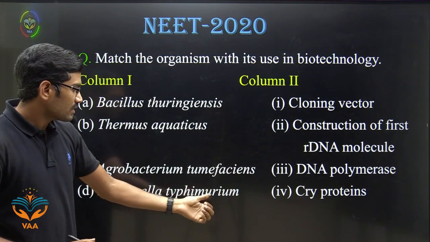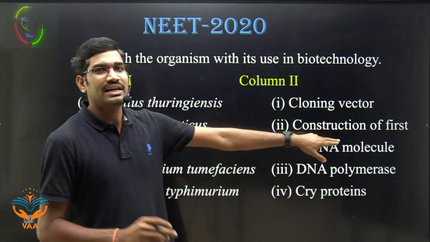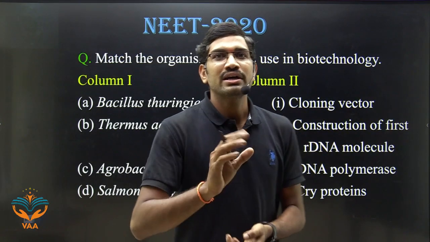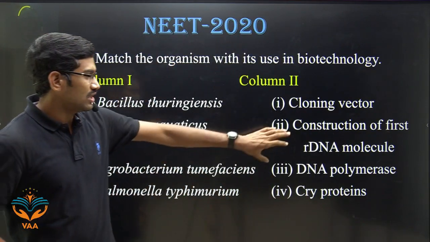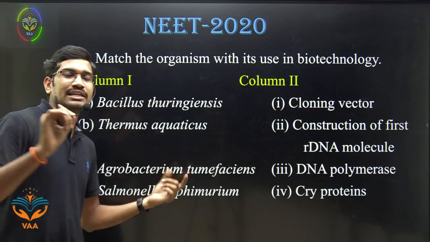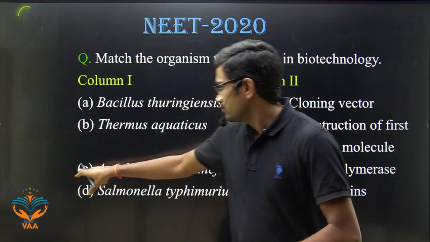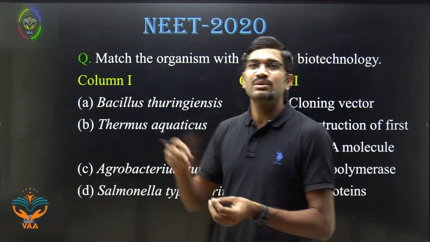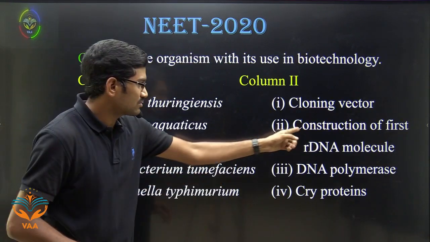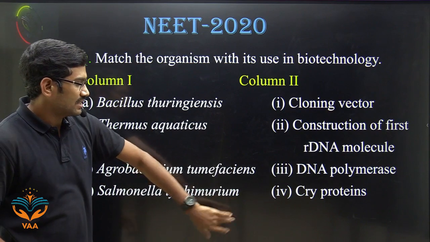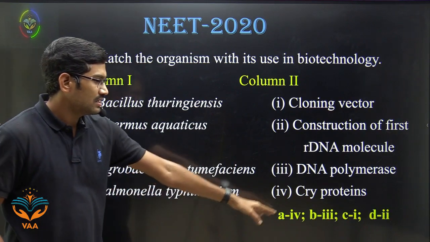Next one, Salmonella typhimurium. Herbert Boyer and Cohen, during construction of the first recombinant DNA molecule, isolated an antibiotic resistant gene from this Salmonella typhimurium and introduced it into the plasmid of E. coli. So these two are related. So now the correct answer is this one.